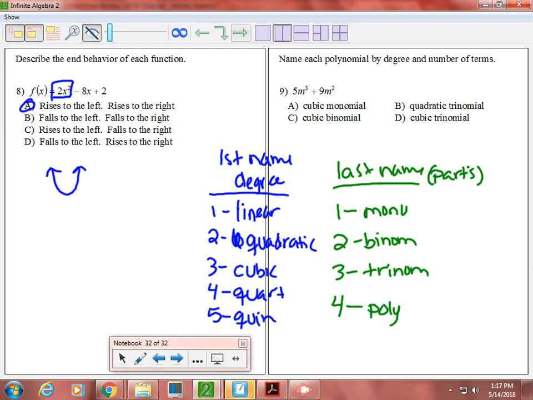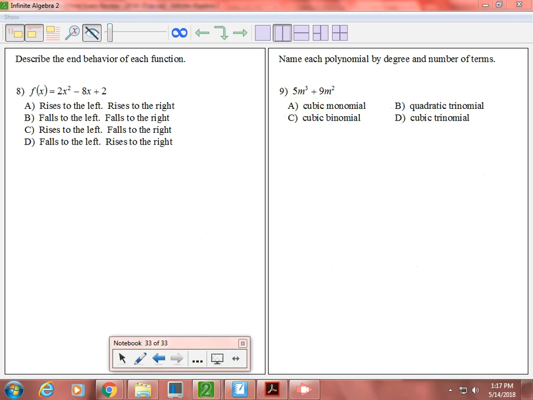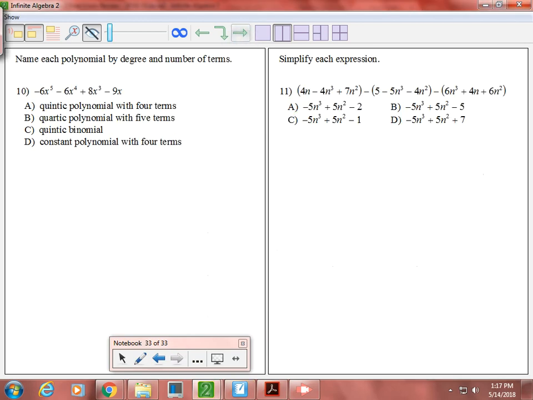Okay, so in number 9, its highest degree is to the third, making it cubic. So I can get rid of both of those. And then there are 2 terms, so it's a cubic binomial. So same thing on number 10. Its highest exponent is to the fifth, so it is quintic. So I can get rid of B, and I can get rid of D. And because there's 4 parts to it, it is a polynomial.